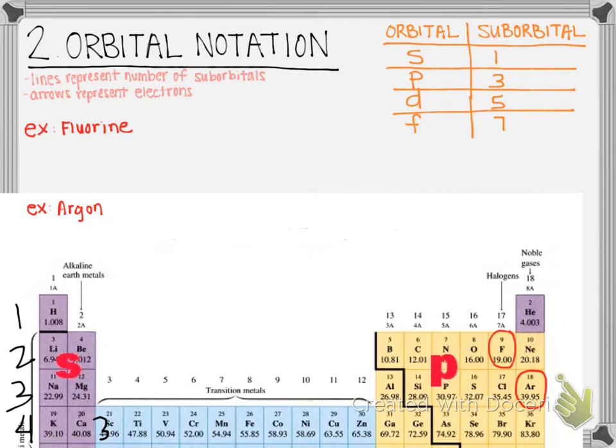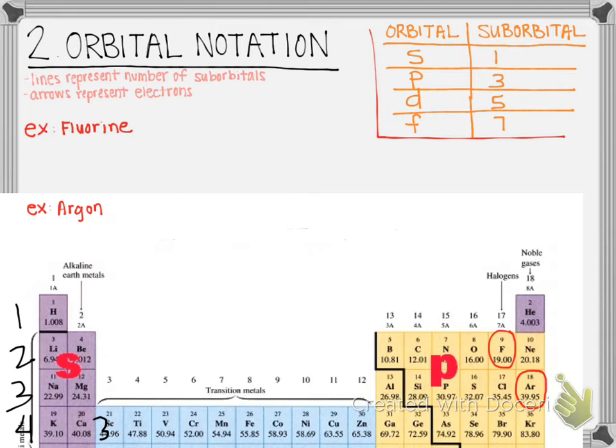So orbital notation is the first way that we are going to show where the electrons are in an element. With this notation, you need to know that the lines represent the number of suborbitals and arrows represent electrons. So I drew this little chart over on the right-hand side to remind you that the s orbital, or the sphere, can only be oriented one way. That's why we only have 1 suborbital. The p can be oriented 3 ways, so we have 3 p orbitals, d 5 and f 7.